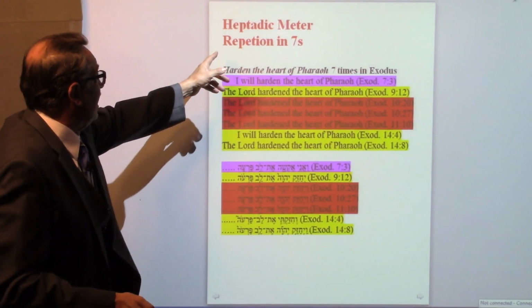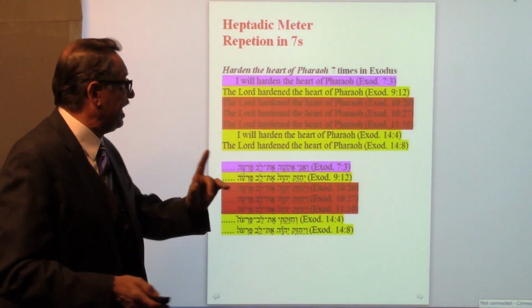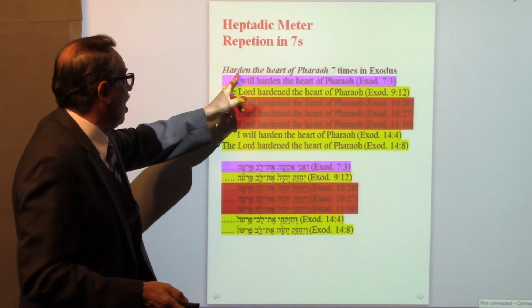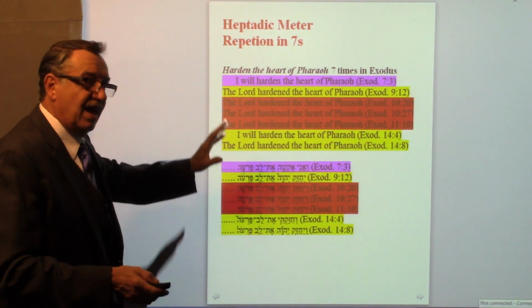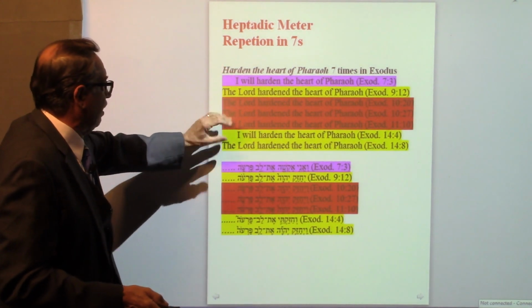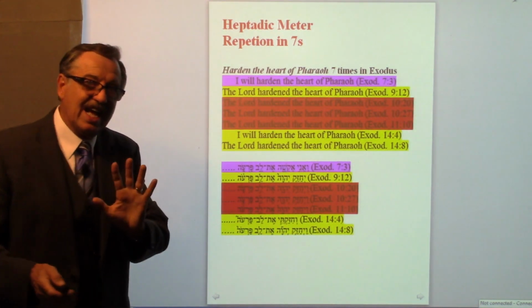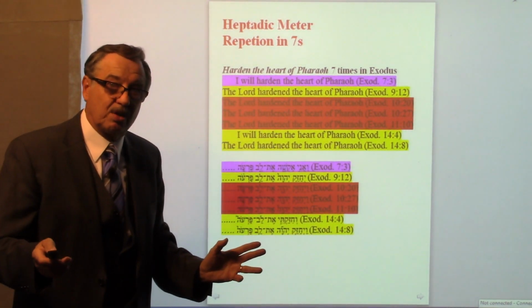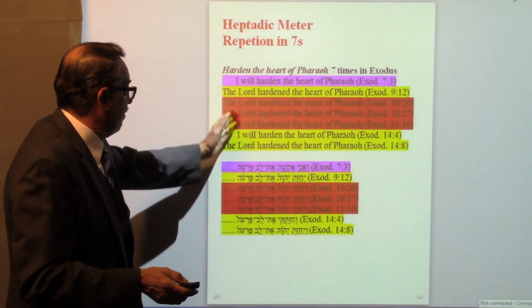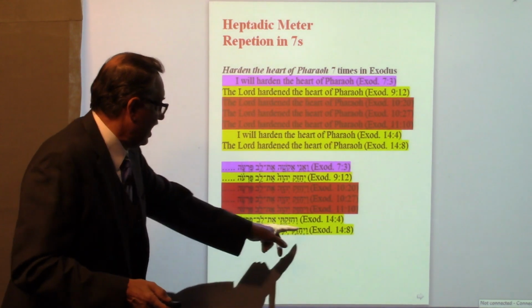Now we're looking at heptadic meter, repetition in sevens. This is the beginning of the color coding. Hardened the heart of Pharaoh, 7 times in Exodus. Let's explain this initial example here. This phrase, harden the heart of Pharaoh, appears exactly 7 times in the book of Exodus. Actually, in the entire Pentateuch, all 5 books, it appears exactly 7 times. And here you see the Hebrew.